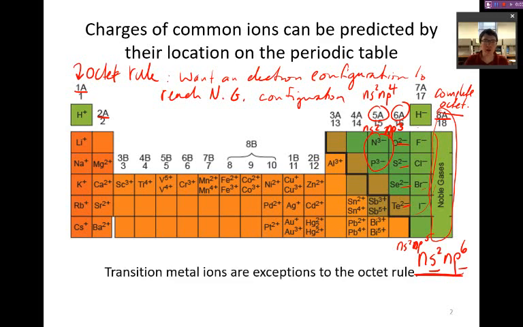The transition metals tend to be exceptions to the octet rule, and those are for reasons that we won't talk about in Chem 110. You'll notice in some of the cases they tend to follow what we would expect, but in other cases they do not. And so you will be expected to be able to predict the common ions for the main groups, but not for the transition metals.